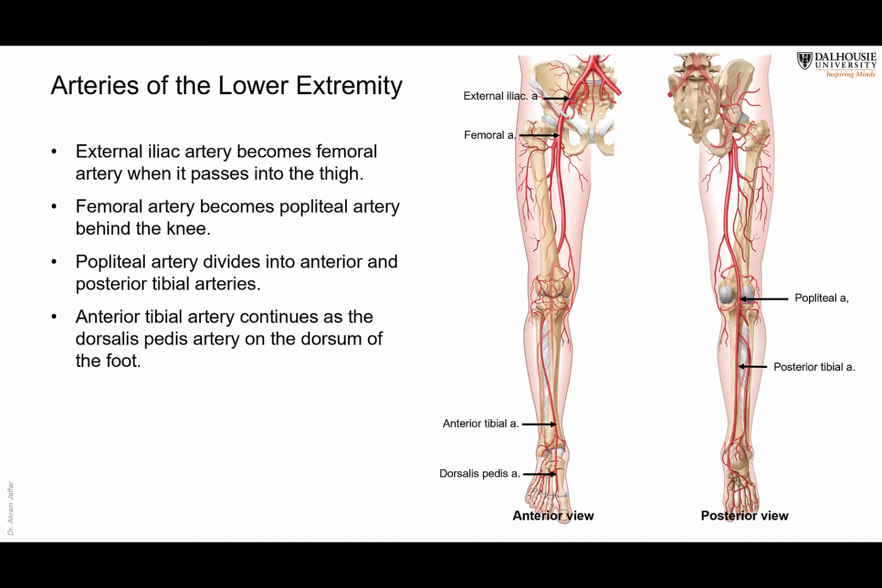These are the arteries of the lower extremity. As I said, the external iliac artery continues into the femoral artery. It was mentioned that this femoral artery is located in the femoral triangle in the superior medial part of the thigh. It is midway between the anterior superior iliac spine and the pubic symphysis.